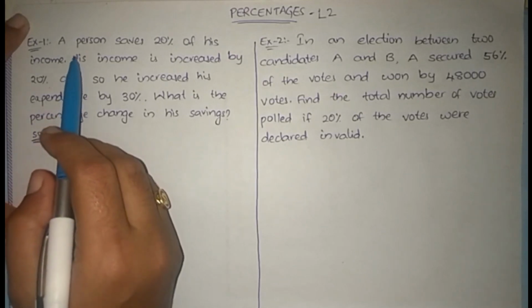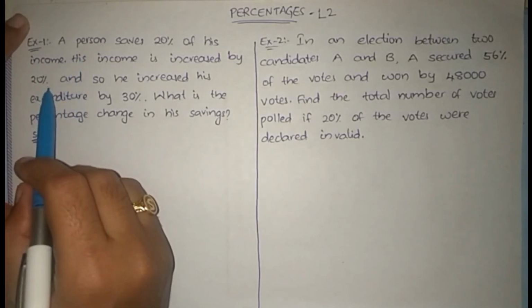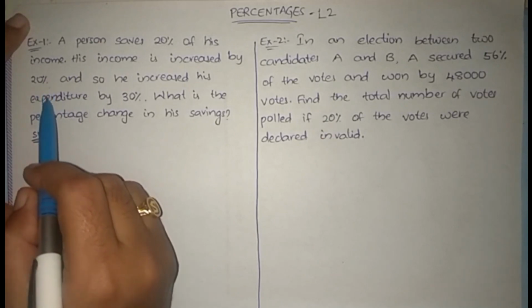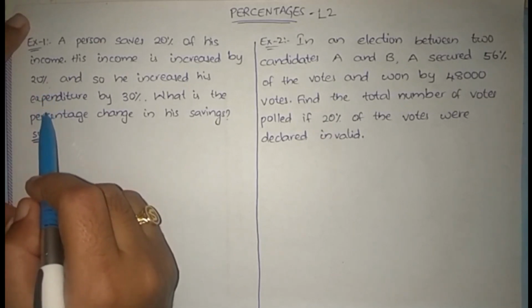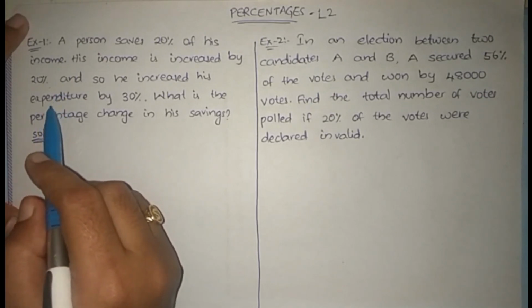It is given that a person saves 20% of his income. His income is increased by 20% and so he increased his expenditure by 30%. What is the percentage change in his savings? So let us see how to approach this kind of problem.